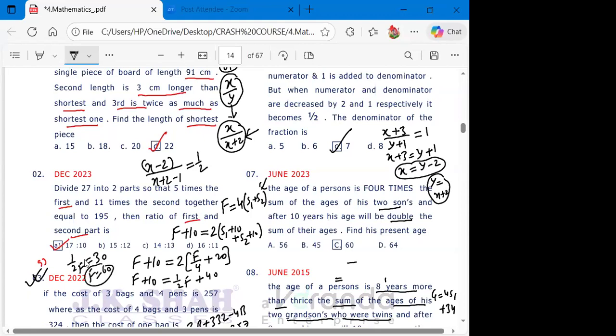This is 1 by 2. F was how much? 30. So f will be how much? 60. So present age will be what? 60. So linear equations completed.